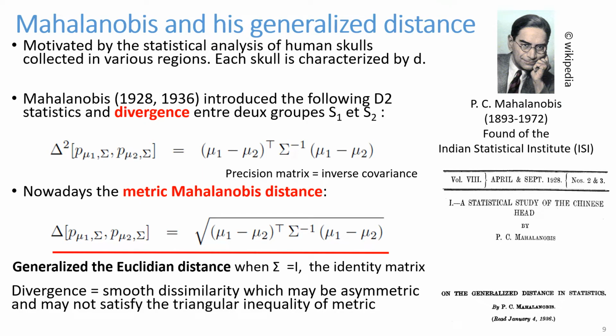where the inverse of sigma is called the precision matrix. When the covariance matrix is identity, we recover the square Euclidean distance. Notice that the square Euclidean distance is not a metric distance because it does not satisfy the triangle inequality. In general, a divergence is a smooth dissimilarity measure between distributions which can be asymmetric or oriented and may fail the triangle inequality.